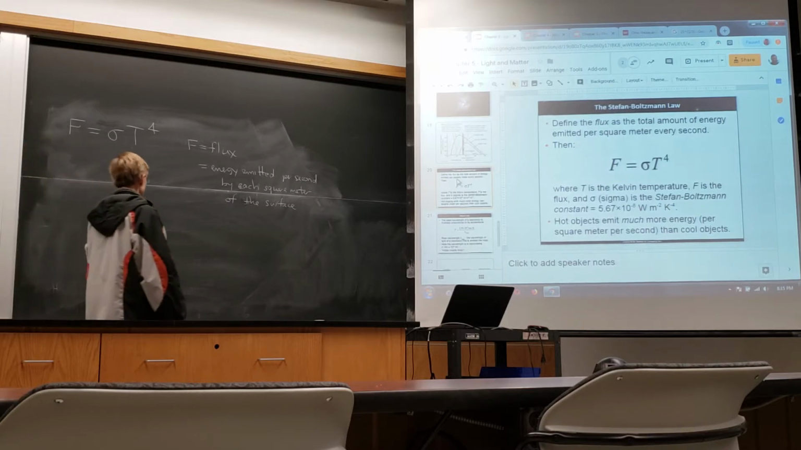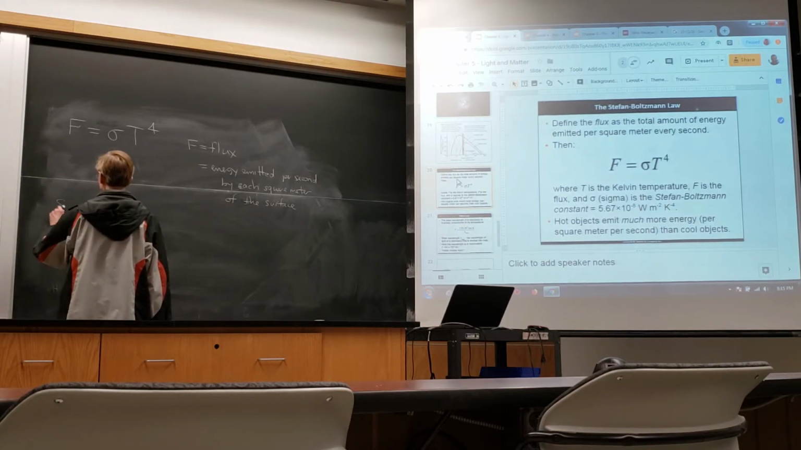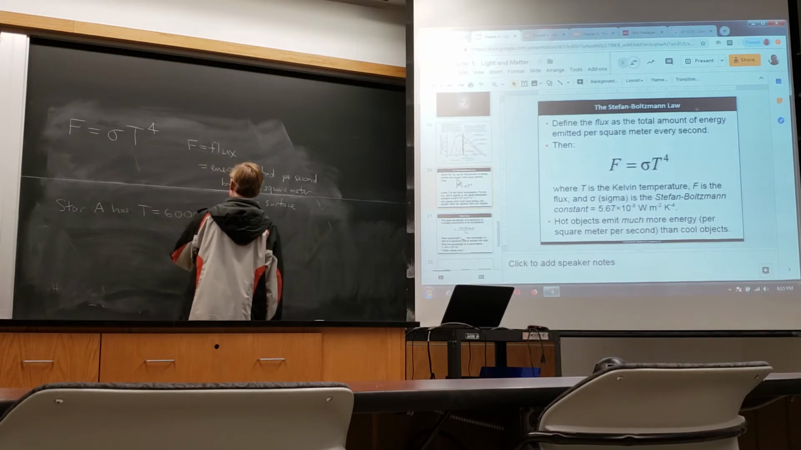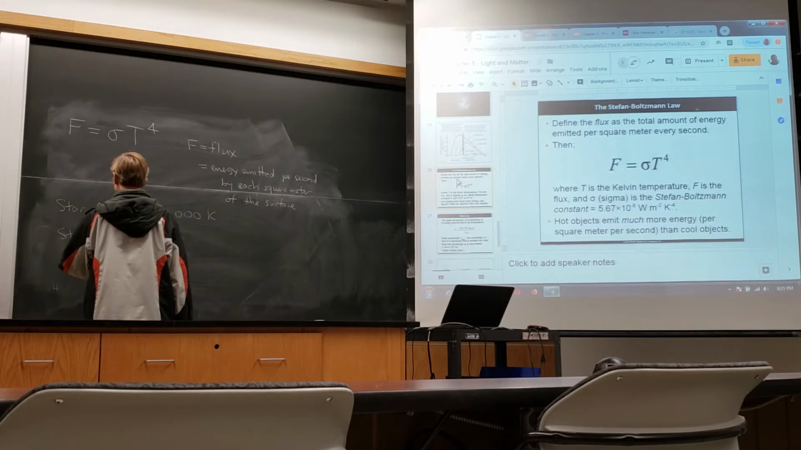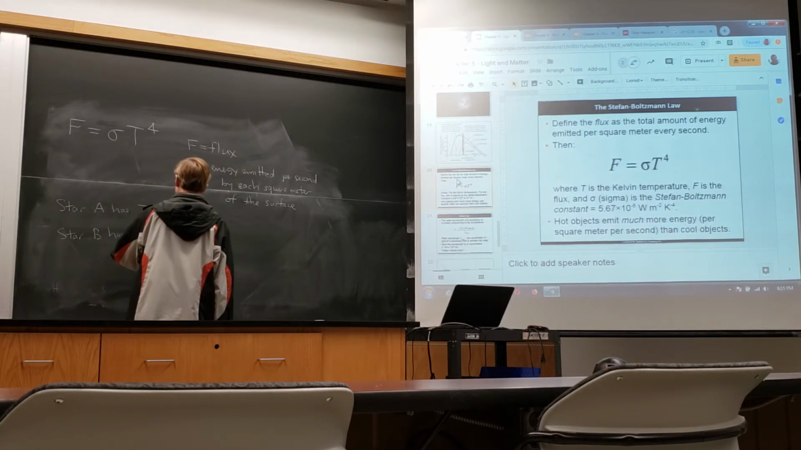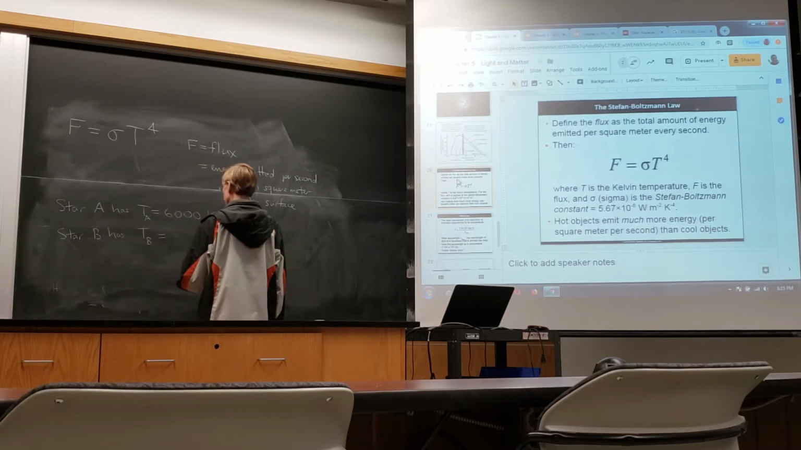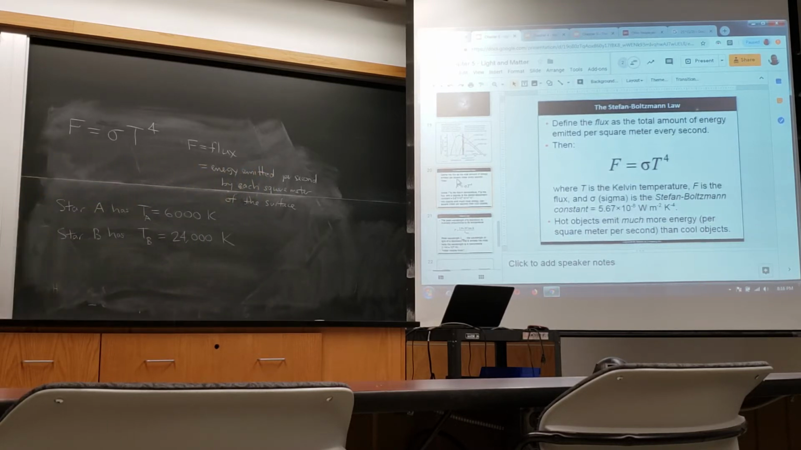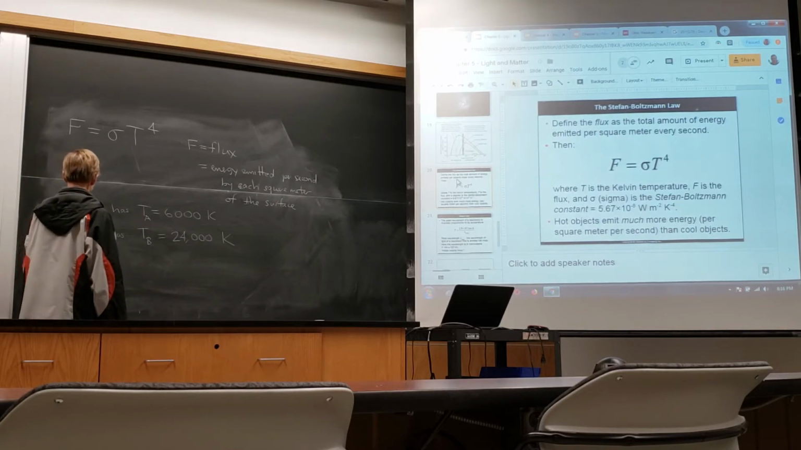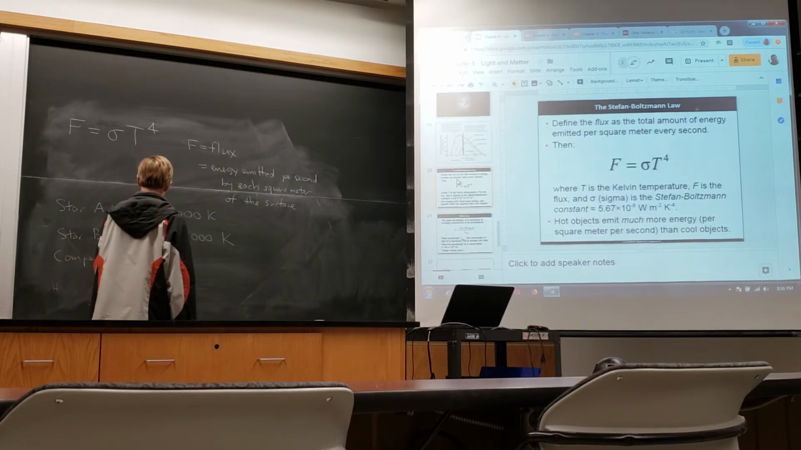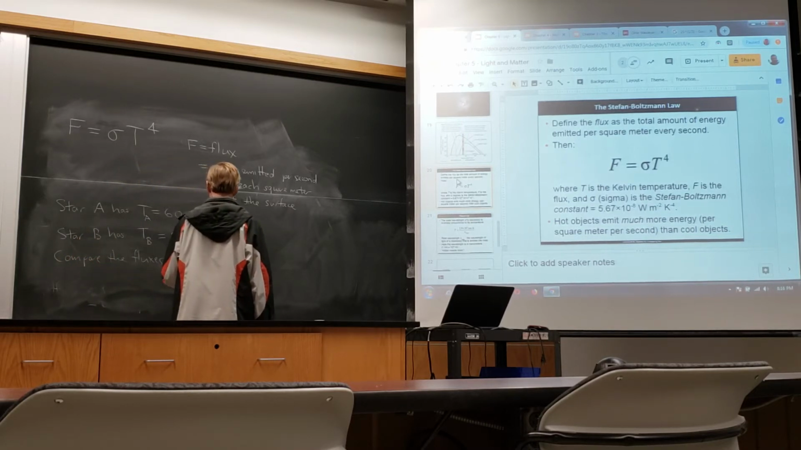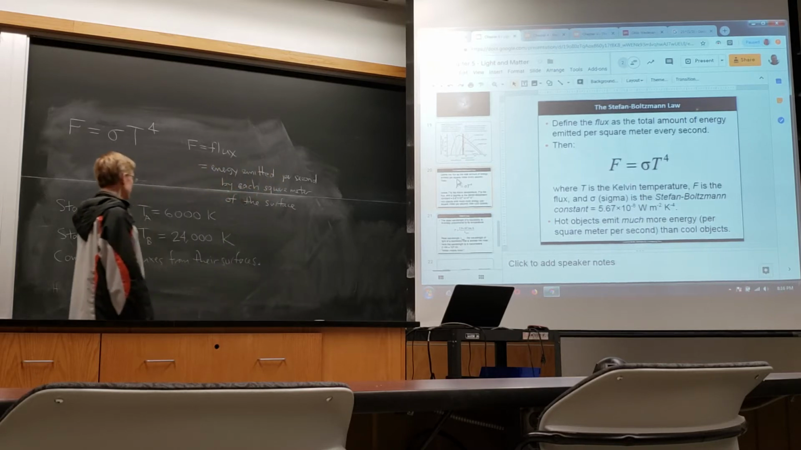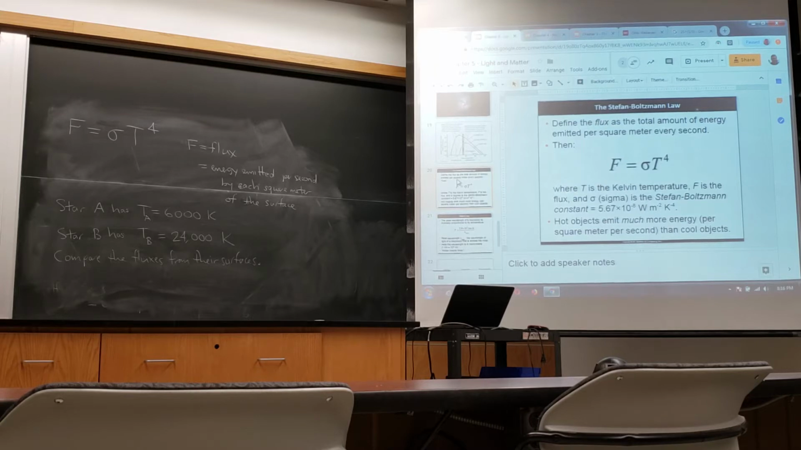And what I would like you to be able to do is, for example, if I said something like star A has T equals 6,000 Kelvin, and star B has T sub B equals, I don't know, let's say 24,000 Kelvin, from their surfaces. In other words, how many times bigger is the flux from star B, the hotter star, than the flux from star A, the cooler star?